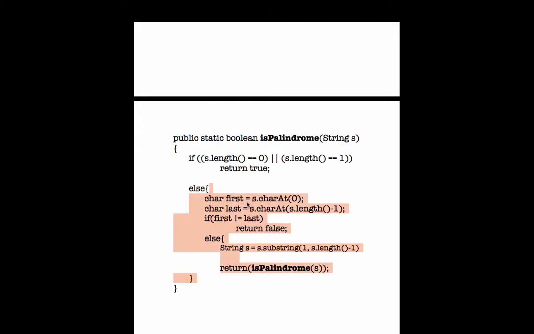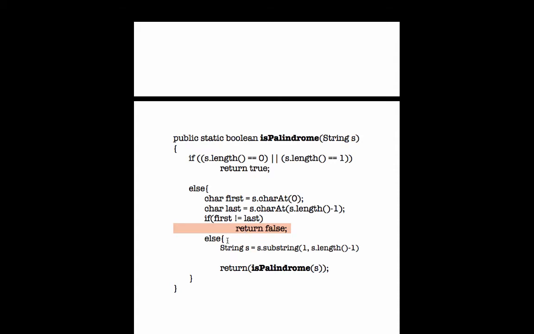And the first thing that I do here is to store into a character the first character, and I'm using the method charAt, and then the last character is also charAt, but now it's going to be the index of the last character, which is the length minus 1. So index 0 is the index of the first character, and index length minus 1 is the index of the last character. So once I have those two, then I can compare them. And if they are different, then I know it's not a palindrome. So I can immediately return false.